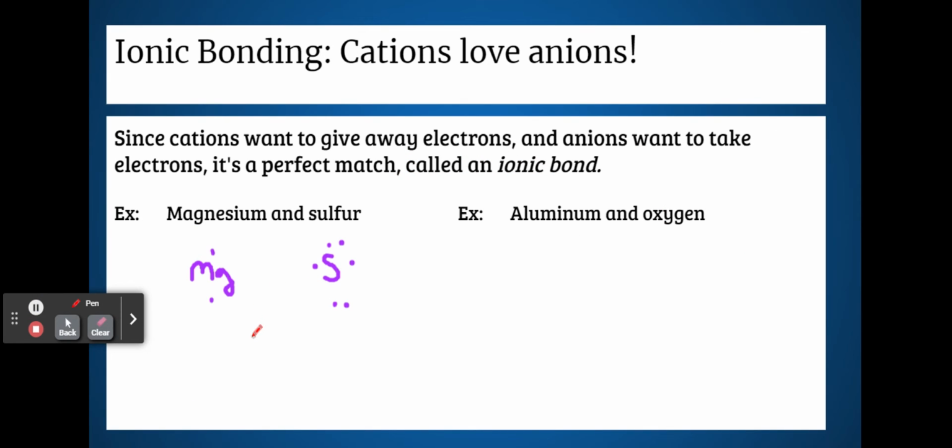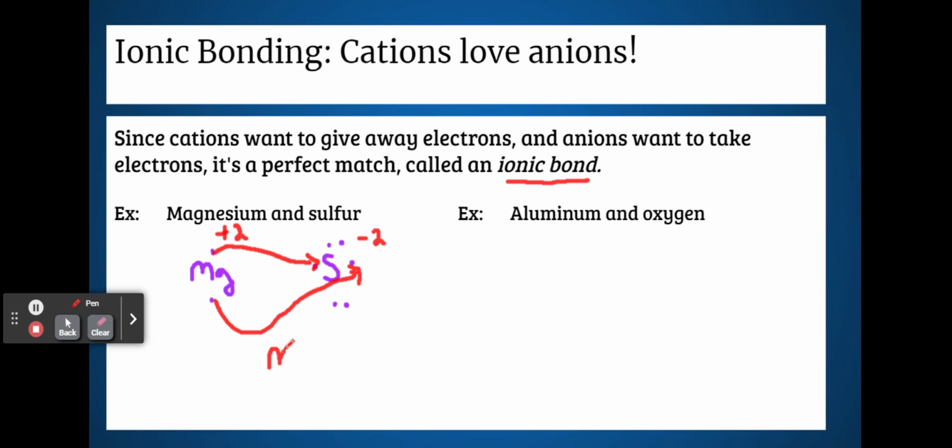So now, as you can predict, since cations want to give away electrons and anions want to take electrons, when we got cations bonding with anions, it's a perfect match, and we call that an ionic bond. So here's your example of magnesium and sulfur once again. Remember that sulfur wants to gain 2 electrons. Magnesium wants to give away 2 electrons. So magnesium is going to give 2 electrons to the sulfur to make a total of 8.